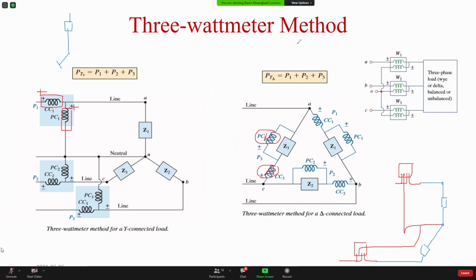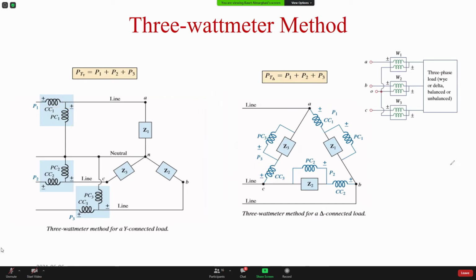Now, in a case that it's not Y or delta, you don't even know what it is, so the load is like that and has three terminals. This is how you connect them. You go ammeter, voltmeter, ammeter, voltmeter, ammeter, voltmeter. This is one device called a wattmeter.